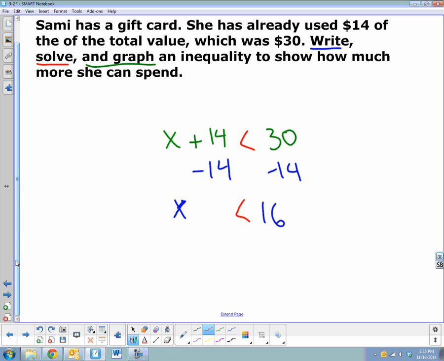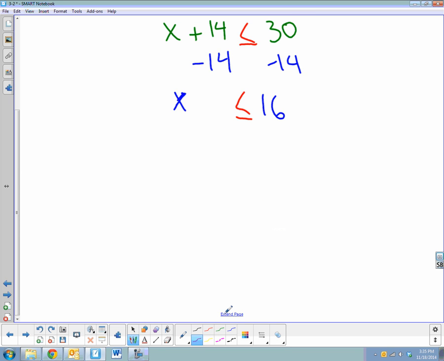However, before I graph that, could she spend exactly $30? If you have a $30 gift card, you can spend exactly $30, which means that she could spend less than 30, or she could spend exactly 30. So she could spend less than or equal to $16 and still be okay. Let's graph that. Let's see what that looks like as a graph.